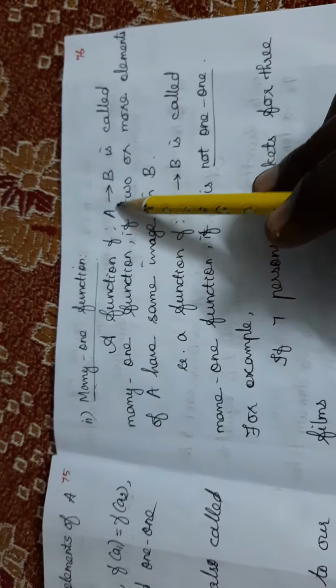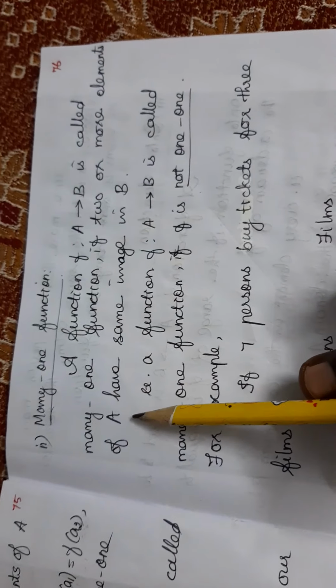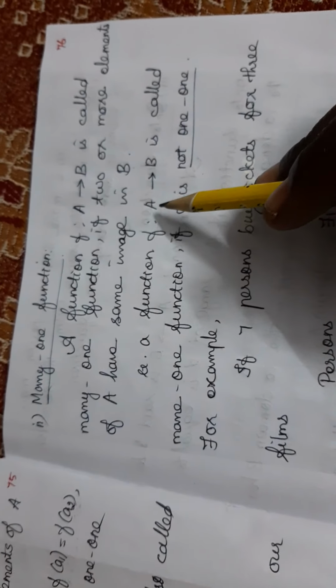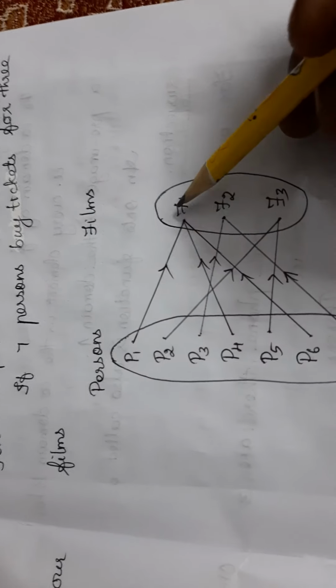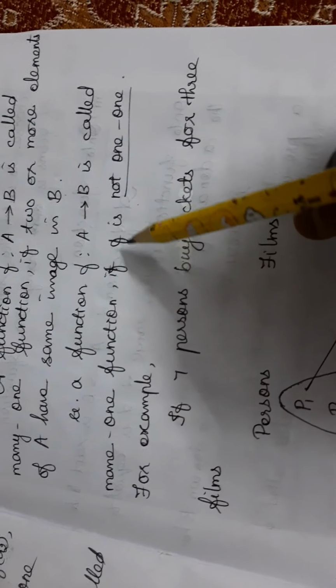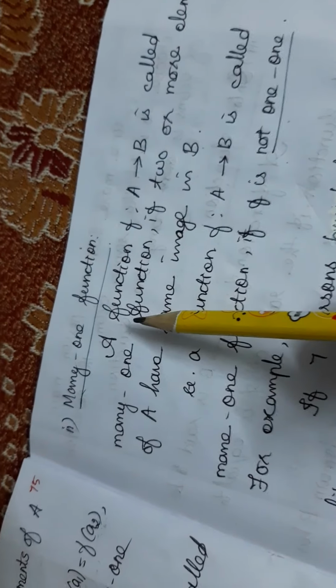Second one is the many-one function. A function f from A to B is called a many-one function if two or more elements of A have the same image in B. Okay, as I said in the mother-child relation, two or three children will have the same mother. Think of that one. It is the many-one. One-one means one mother, one child. Here, many children for one mother. A function f from A to B is called many-one if f is not one-one. That is only many-one.